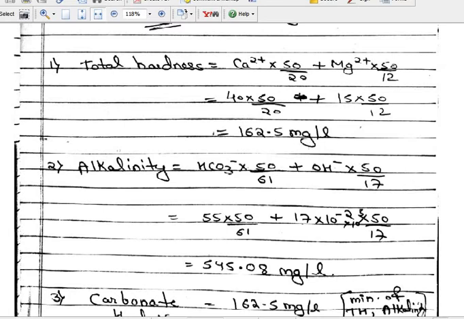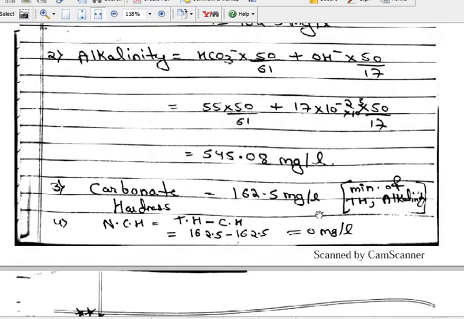Okay. Next we will find out the alkalinity. Carbonate ion concentration is not given, so we will assume that this is 0. So only two terms will come, one is bicarbonate, one is hydroxyl ion. Bicarbonate ion concentration, that is 55 given, so 55 into 50 by 61, plus OH- ion concentration, just now we have seen the calculation. So it is 17 into 10 to the power minus 2 into 10 to the power 3. So actually it is 10 to the power 3 into 50 by 17. So it has come to 545.08 mg per liter.